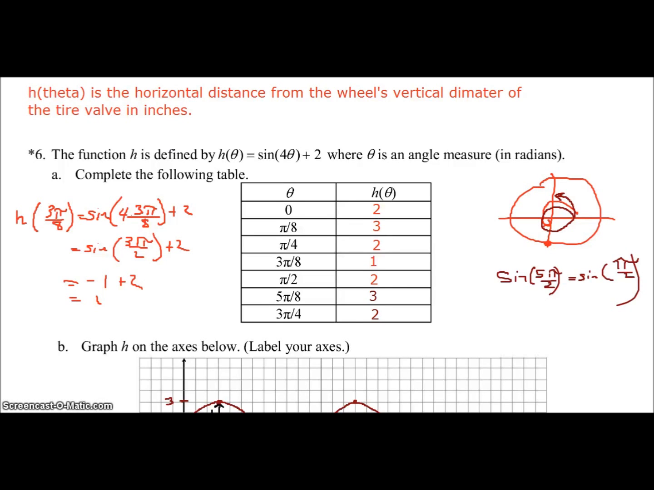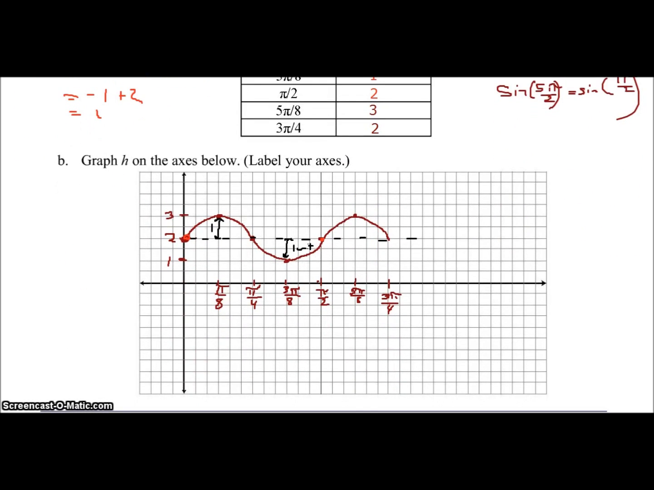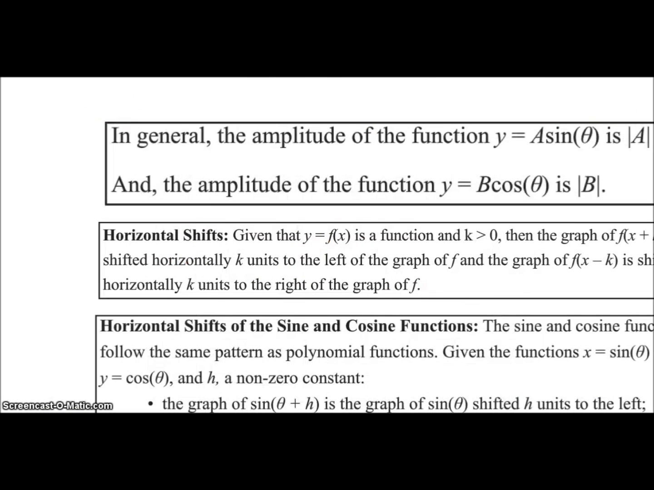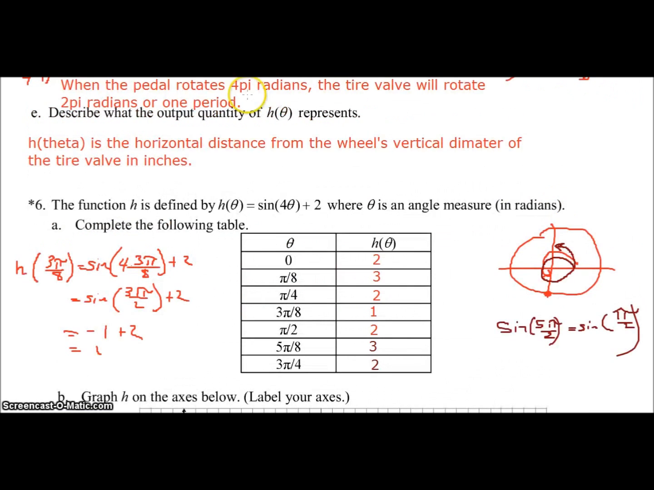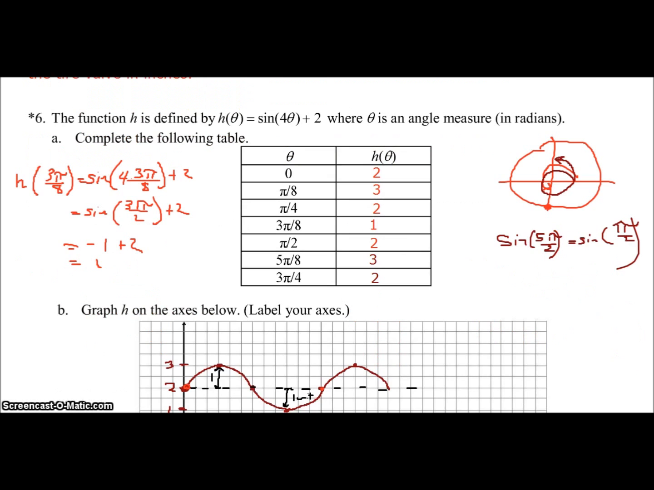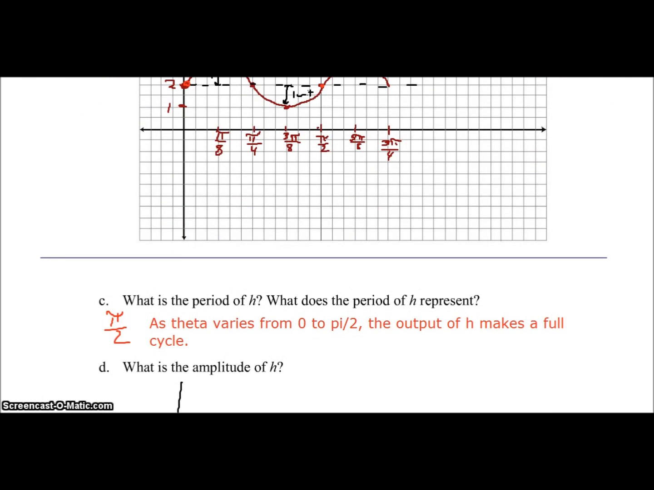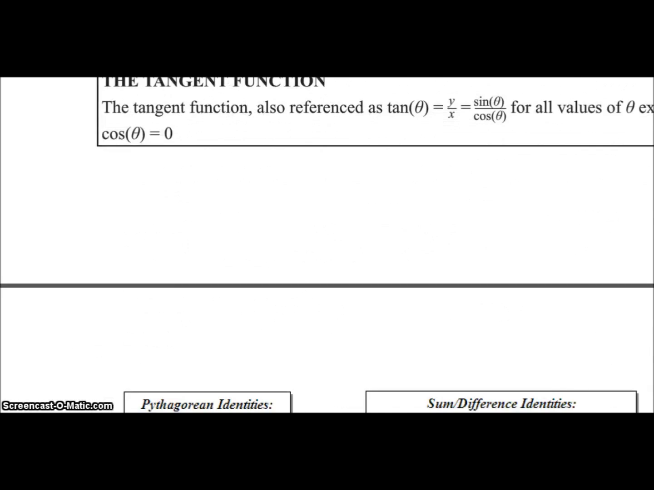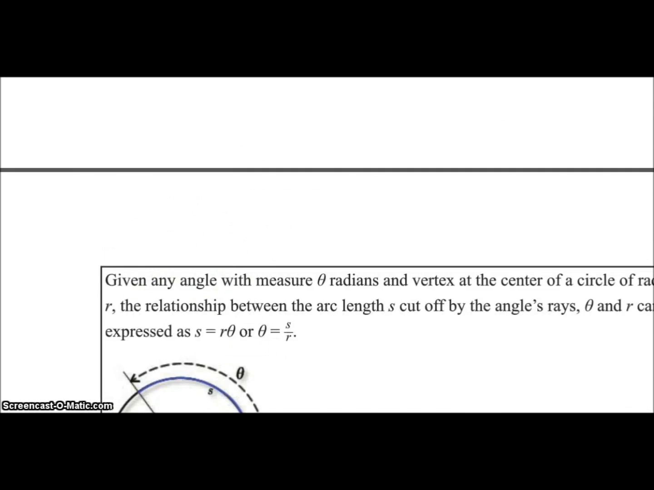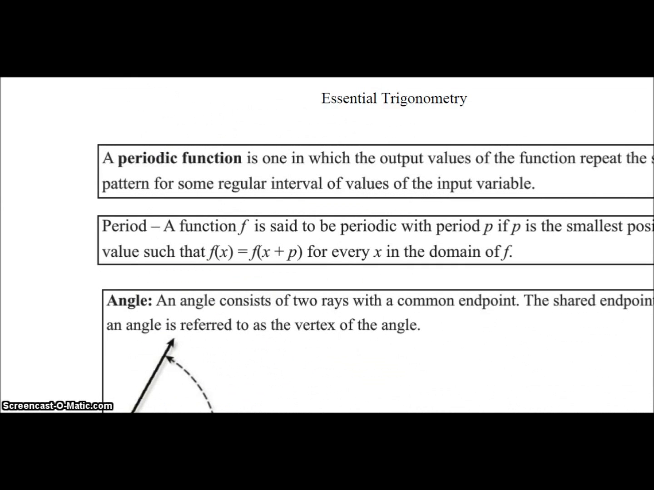Okay, not really sure why they're asking you about the amplitude since we haven't defined amplitude yet. This is from the book. In general, the amplitude of the function y equals a sine of theta is the absolute value of a. So that's what we have here. We have just a sine of theta, and the amplitude would be 1 because that's the coefficient of sine here. And this is from a packet of stuff I made for you guys, like essential things from chapter 7 and 8. You might want to ask me about that. I can give you that packet.